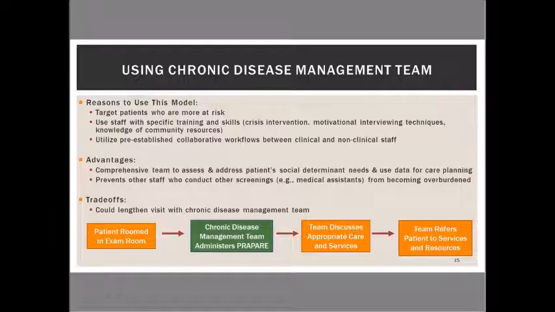We talked about this a little bit earlier, but something else to consider is using special staffing teams, like a chronic disease management team. A chronic disease management team would be a multidisciplinary team consisting of nurses or health educators, along with social workers and dietitians. So you really have a comprehensive team that incorporates both clinical and non-clinical staff that you could then use to assess and address patient social determinants, and then use that data for care planning.